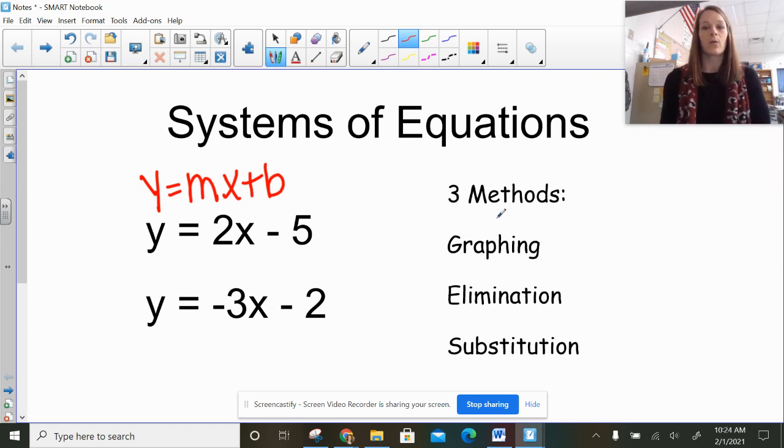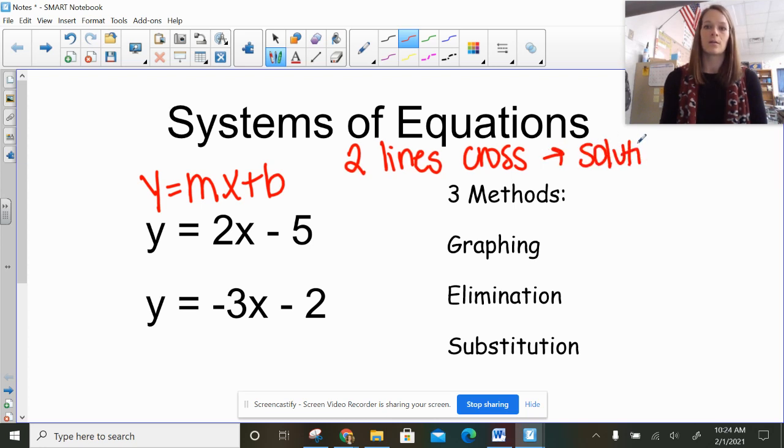Okay, so regardless of what method we're doing, because certain methods will be easier for certain problems, you're looking for where the 2 lines cross. Okay, so the 2 lines cross, that's going to be your solution. So we're going to talk about graphing, elimination, and substitution. So make sure you have your notes page out and go through it with me.